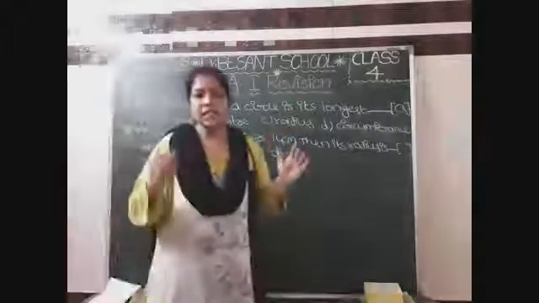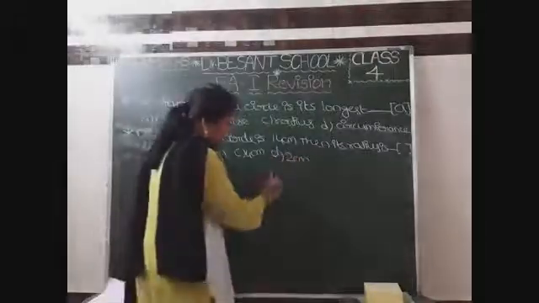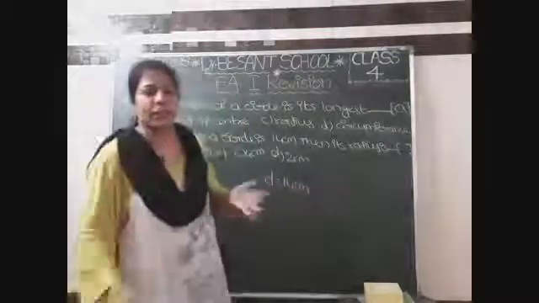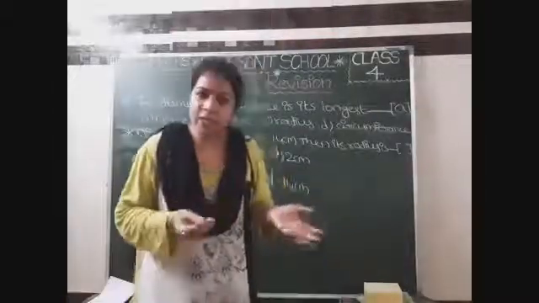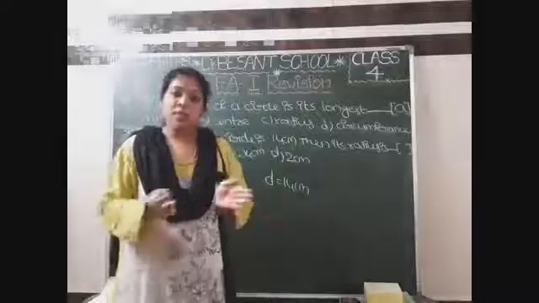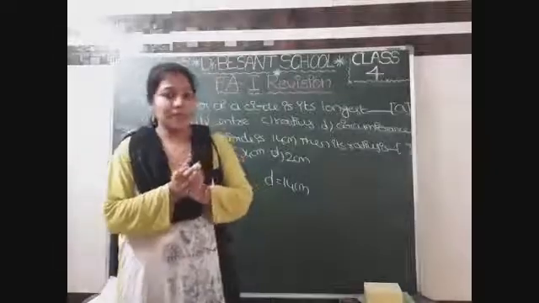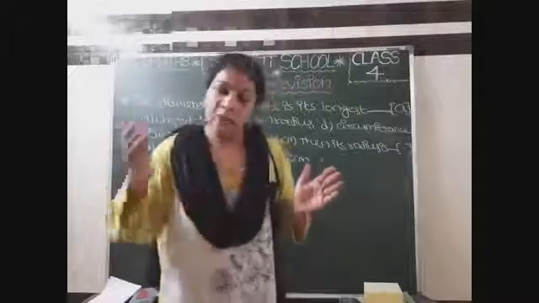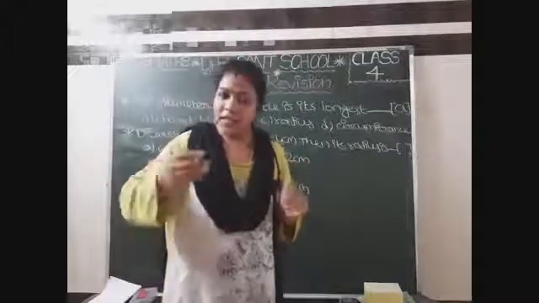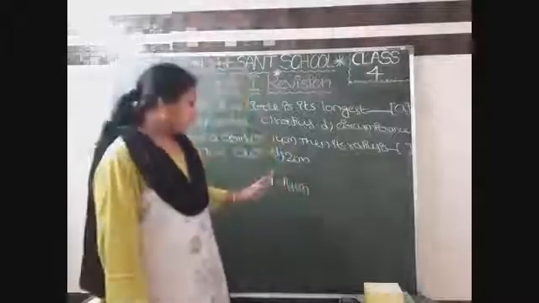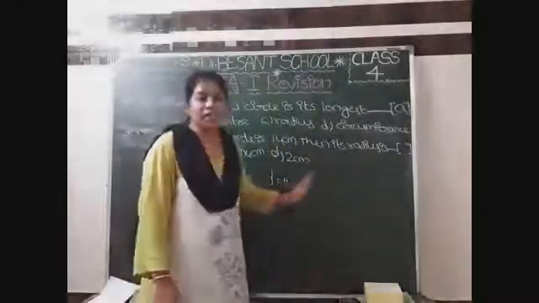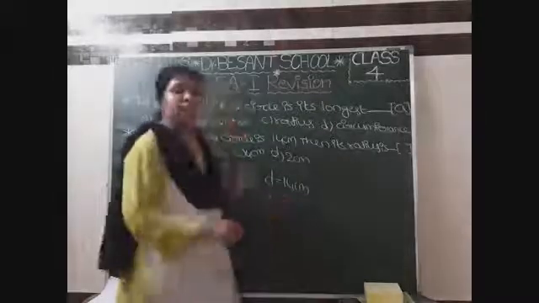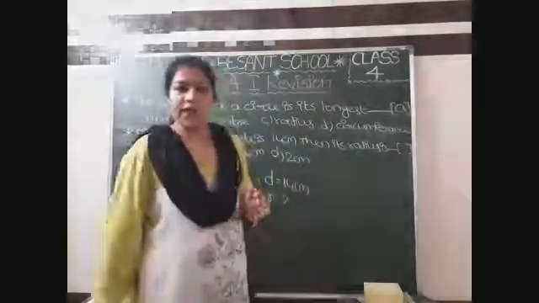Diameter D is given here as 14 centimeters. What is the radius value? Radius means half of the diameter. We already know that one. What is that? The relation between the radius and the diameter. Diameter is double the radius and radius is half of the diameter. Here the diameter value is 14 centimeters. What is the radius value? That is asked here.